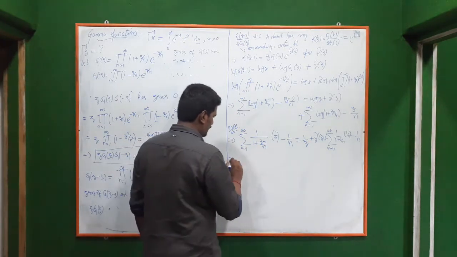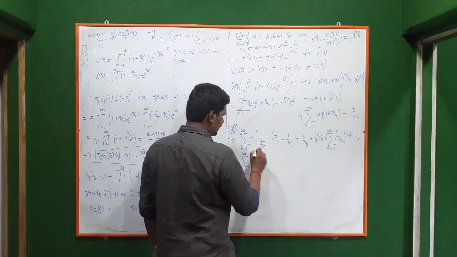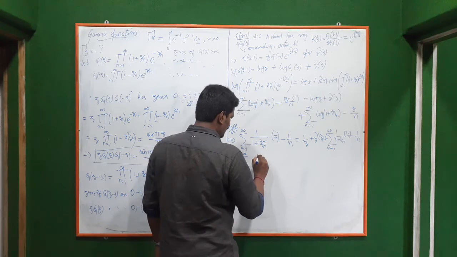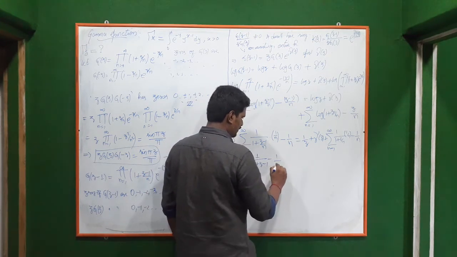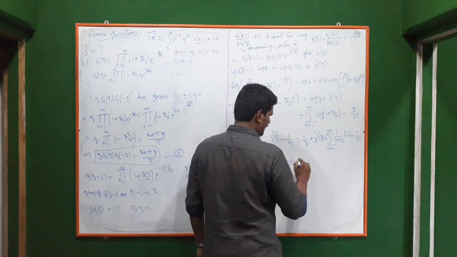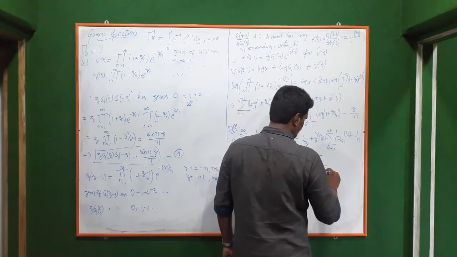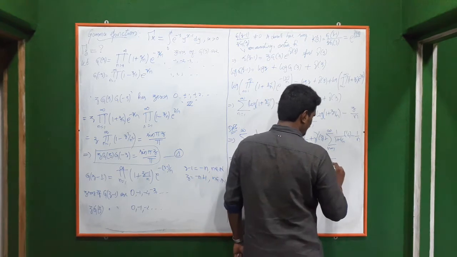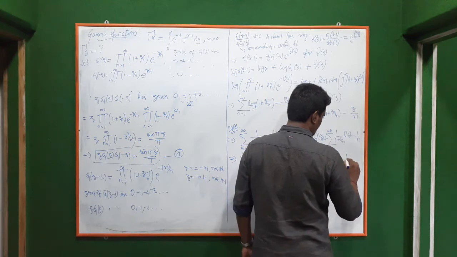This implies summation n from 1 to infinity, this n will be cancelled out, so we will have only 1/(n + z - 1) minus 1/n equal to 1/z plus gamma dash of z plus summation n from 1 to infinity 1/(z + n) minus 1/n.